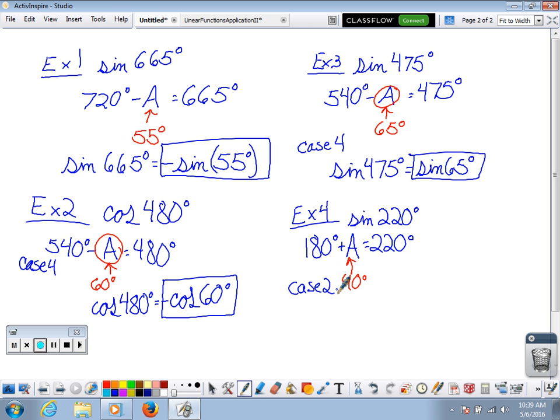Okay, and what does case 2 tell me about that sign? It's going to be negative. Okay, so it's negative what? Sine of 40 degrees.